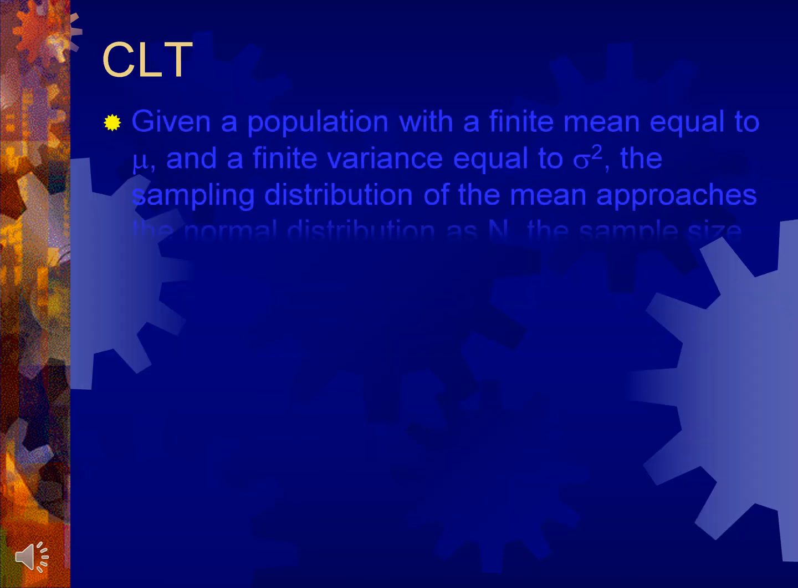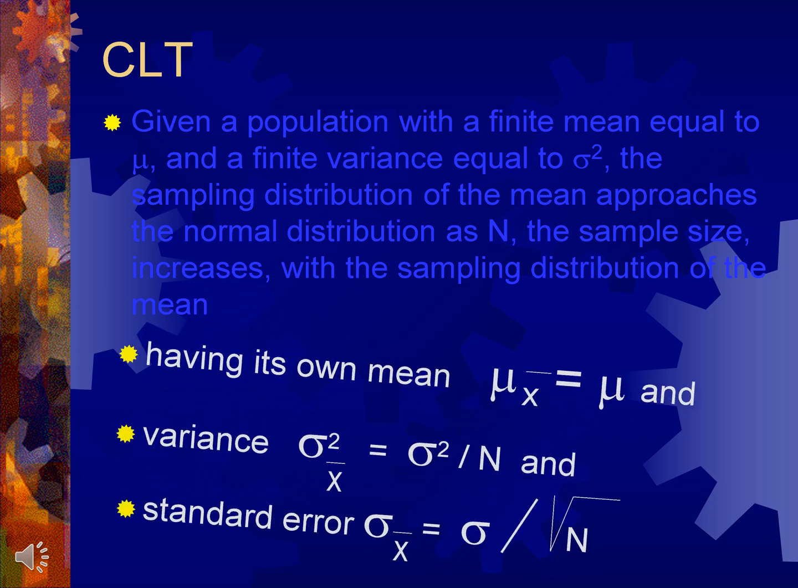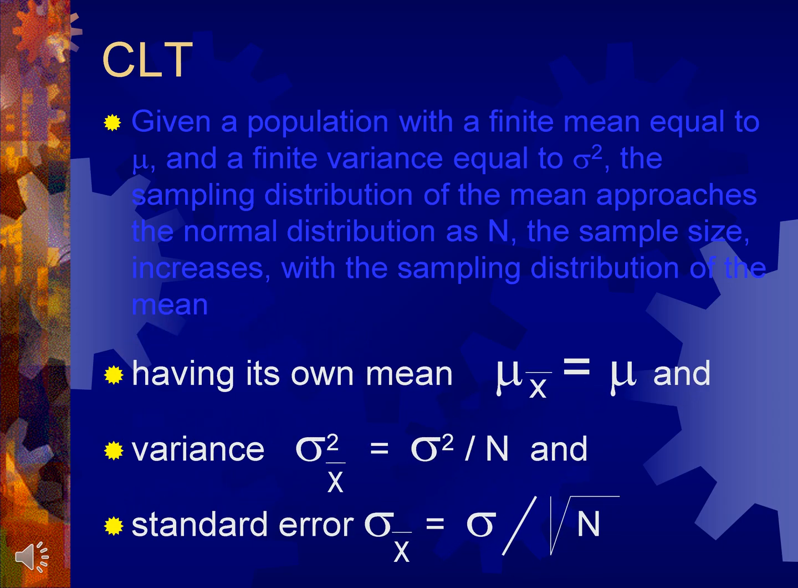And that sampling distribution of the mean will have its own mean, and we will call that mean of the sample means mu sub x bar. And mu sub x bar will be equal to the mu from the population of raw scores. Also, that sampling distribution of the mean will have its own variance, and we will call that variance sigma squared sub x bar. And that variance of the means will be n times less than the variance of the population of raw scores. And finally, that distribution of sample means will have its own standard error, sigma sub x bar. And it will be the square root of n times less than the standard deviation from the population of raw scores. And now we know how spread out those means are. They are the square root of n times less spread out than the raw scores.